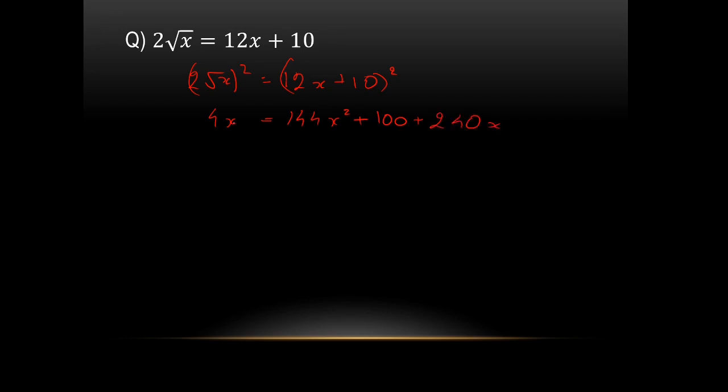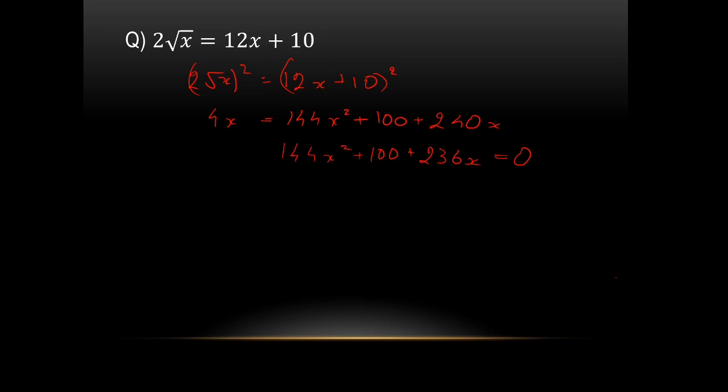So now we can transpose the 4x to this side and it becomes 0 is equal to 144x squared plus 100 plus 236x. So we can just take the 0 to the other side and we get it in our standard form: 144x squared plus 100 plus 236x is equal to 0.